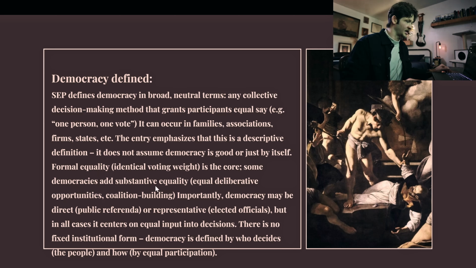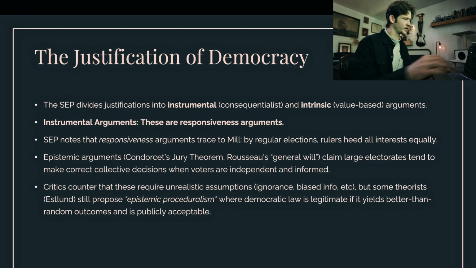Some democracies add substantive equality: equal deliberative opportunities, coalition building. Importantly, democracy may be direct, public referenda, or representative, elected officials, but in all cases it centers on equal input into decisions. There is no fixed institutional form. Democracy is defined by who decides, the people, and how, by equal participation. Okay, so now we have a general definition of what democracy is. And now we're going to move on so we can deepen our understanding of what this definition means in its entirety.